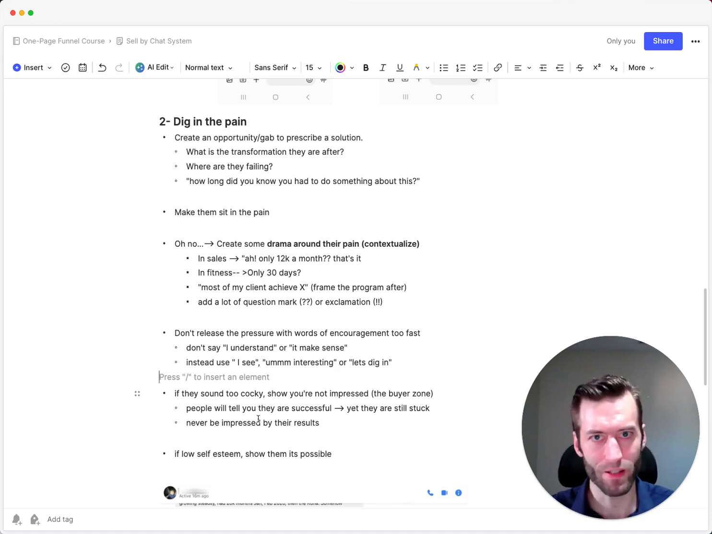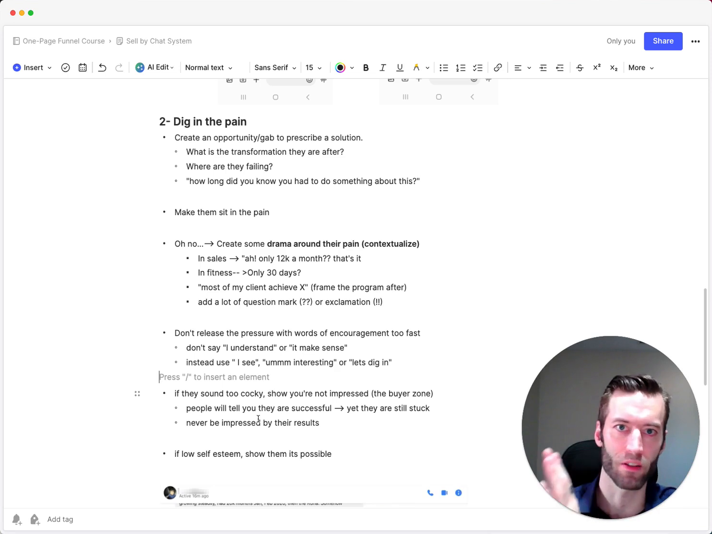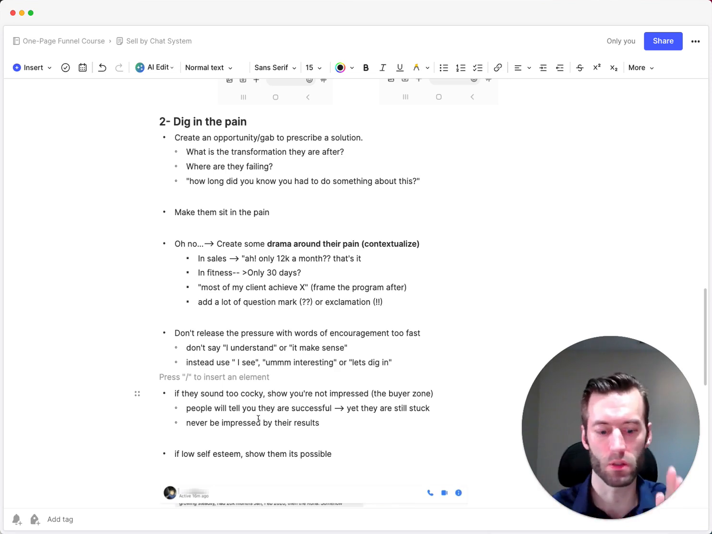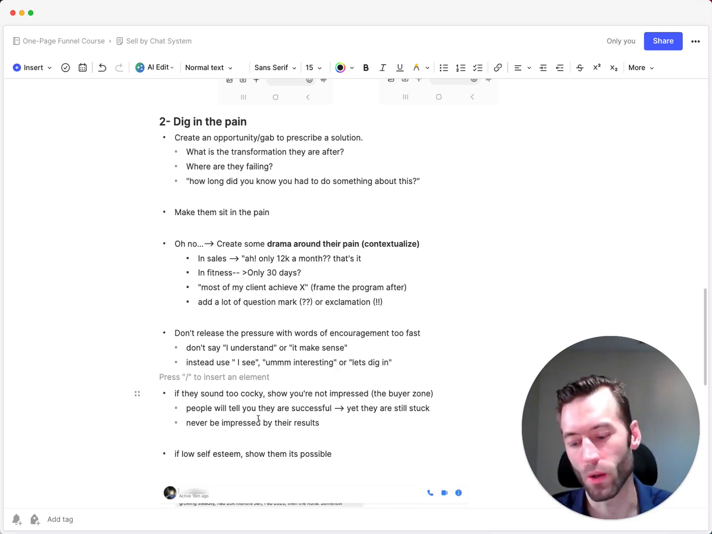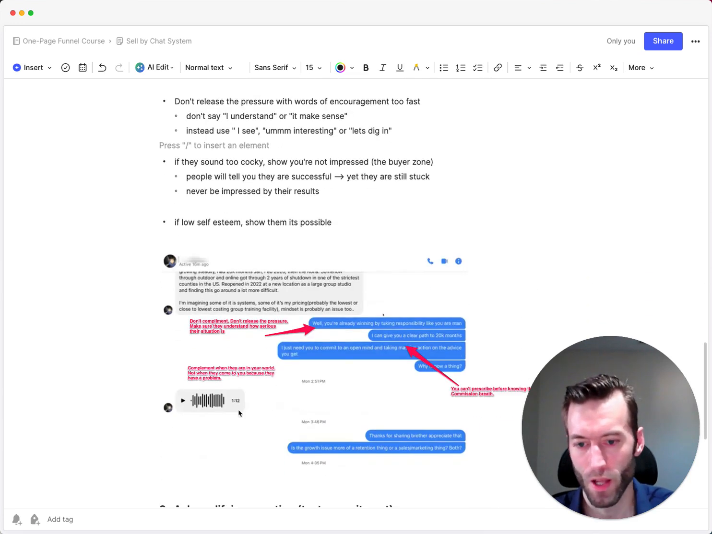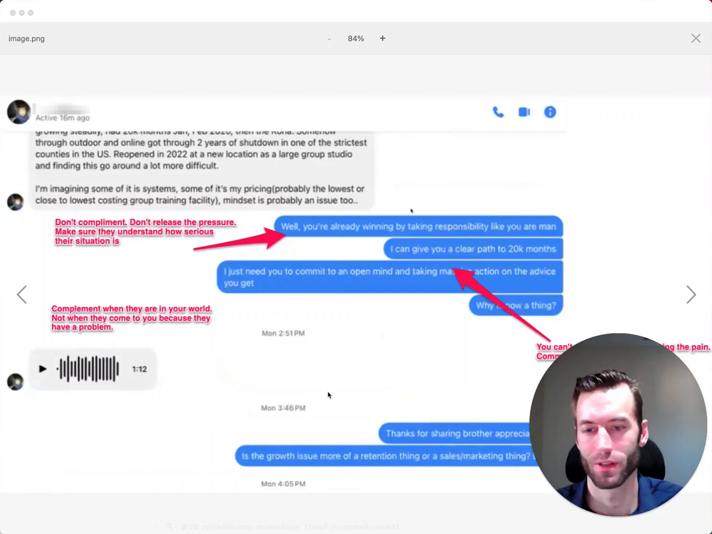So we call that the buyer zone, right? So it's in the middle. Not too optimistic, but also not too self-deprecating. So you need to put them in the middle so that they know it's possible. I'm going to show you one example of what not to do also. This is another example of what not to do.